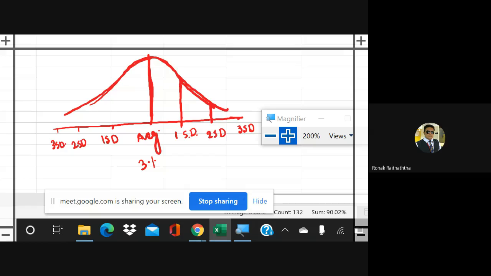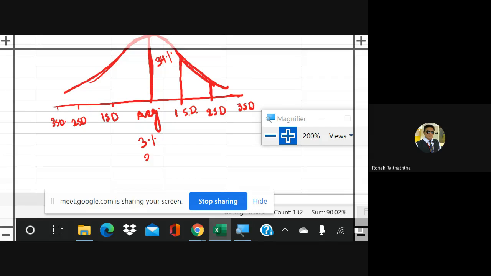Now, the majority of the returns, around 34 percentage of the returns, fall in this area when the data is normally distributed. Around 34 percentage of the returns fall in this area. That means if the standard deviation is, say, 2 percentage, then the average plus one standard deviation gives 5 percentage return. The second standard deviation would be 5 plus 2, so 7 percentage. You add 2 percentage again, so you get 9 percentage here.